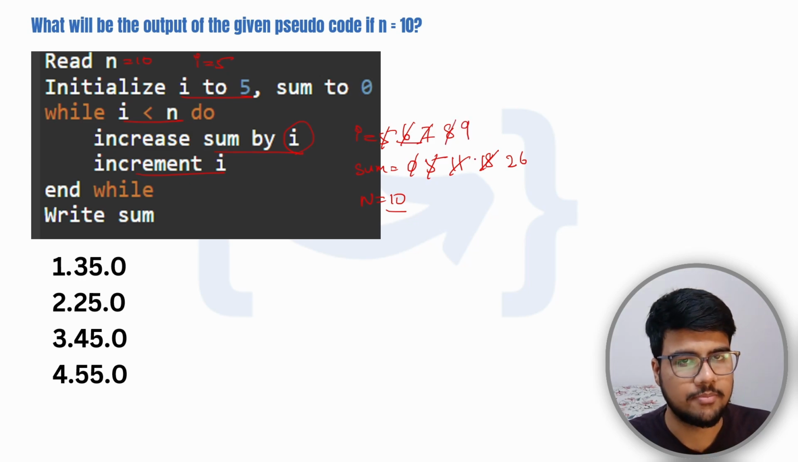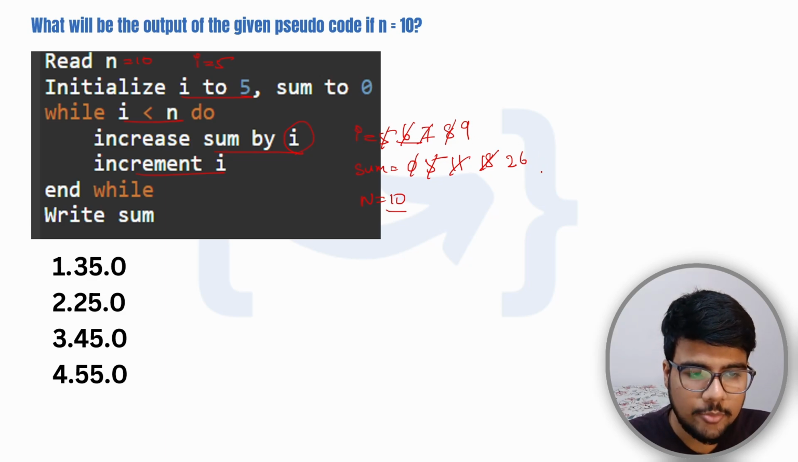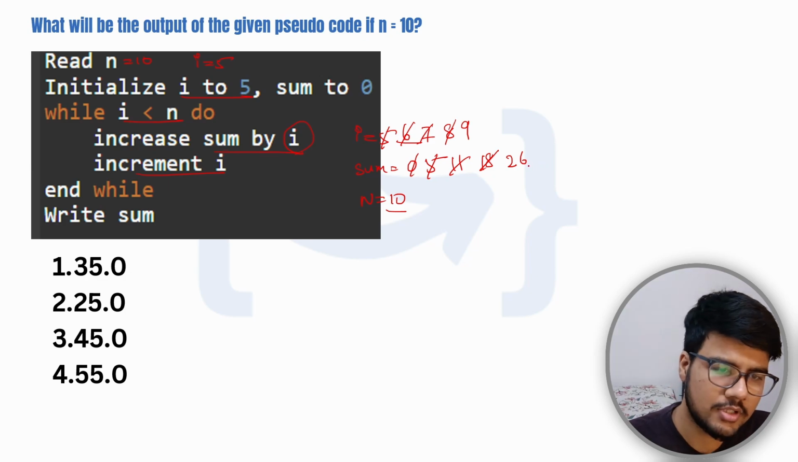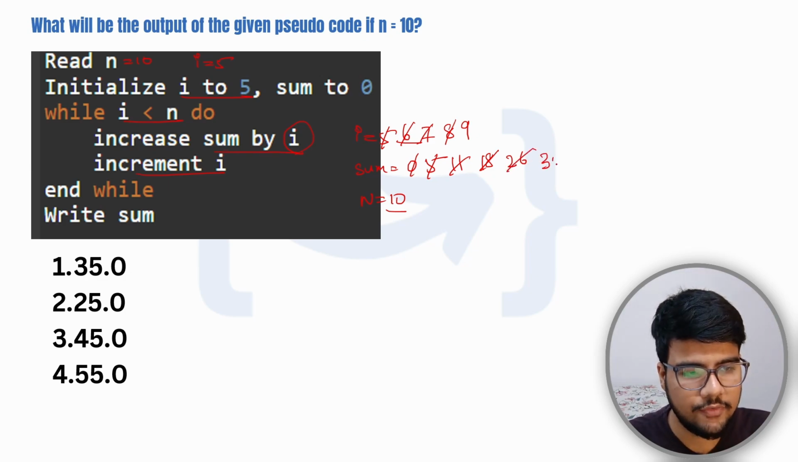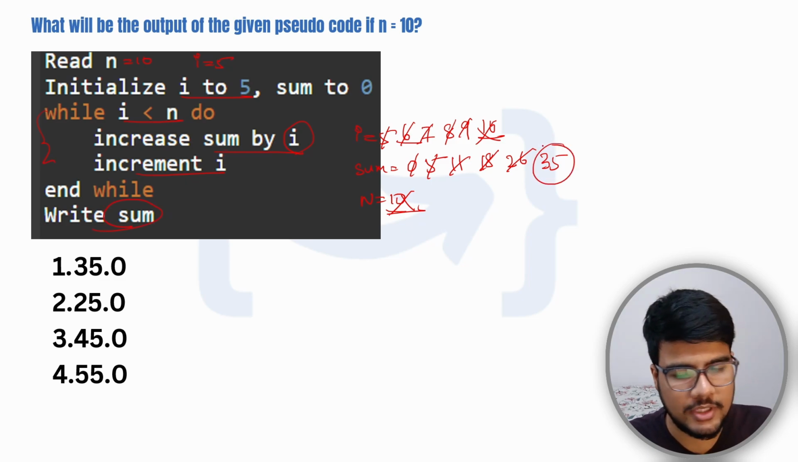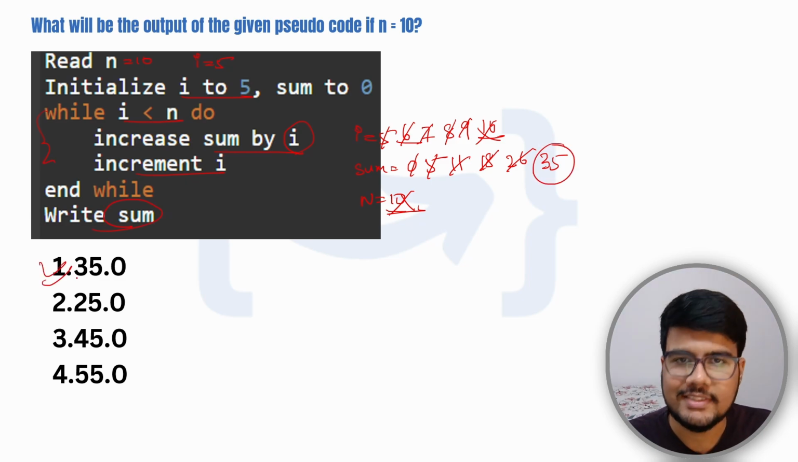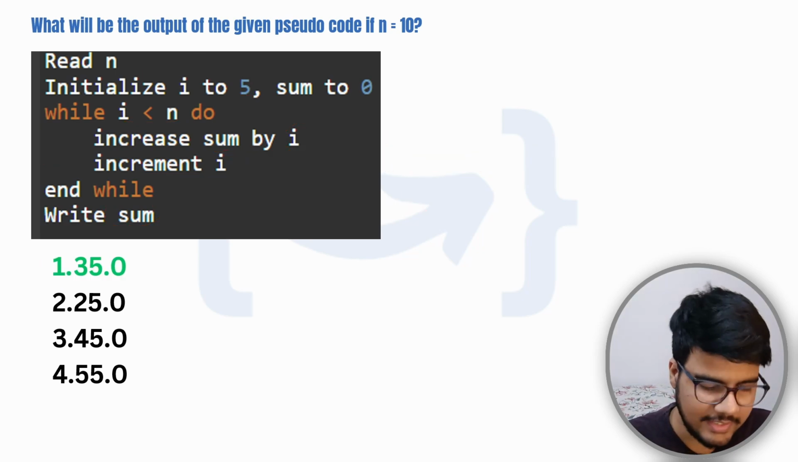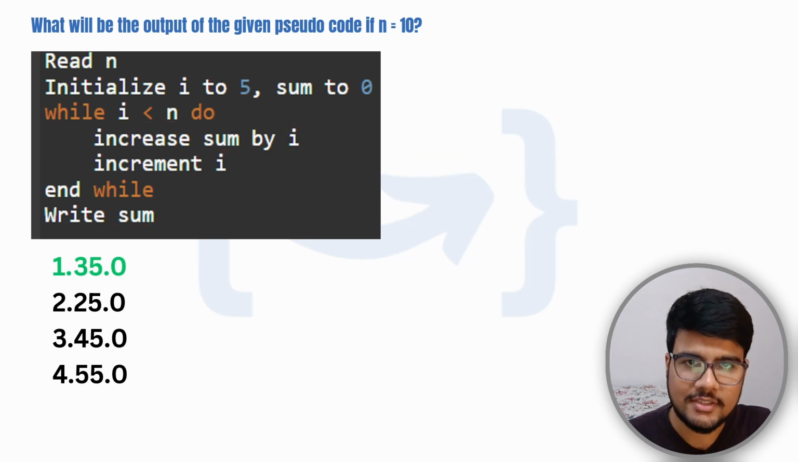And I will become 9 here. So 9 is less than 10. Yes, it is. So 9 plus 26 would be 35. Okay, great. So 35 and I becomes 10 now. So now is 10 less than 10? No. Now at this particular point of time, it will terminate our while loop and we'll end up writing the sum. So the sum I have with me is 35. So mark 35 as the right option and bingo. Yes, 35 is the right option. Please, plus 1 marks if you mark this question right.